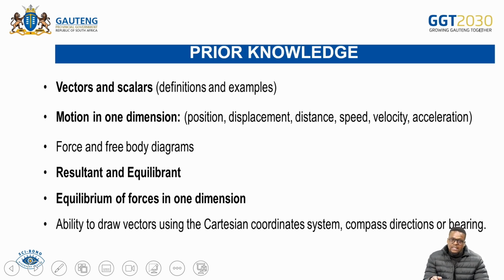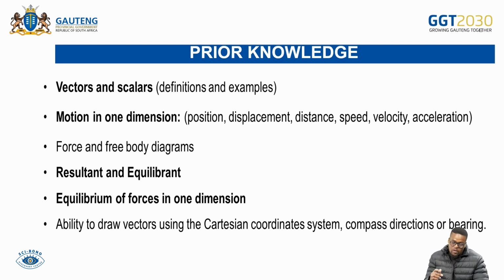So the resultant is the single force that has the same effect as two or more vectors combined together. And then the equilibrant is the force which has the same effect as the resultant but in the opposite direction. So it simply means the magnitude of the resultant and the equilibrant are the same, but they are pointing in opposite directions, right? And then equilibrium of forces in one dimension, as well as the ability to draw vectors using the Cartesian coordinate system, compass directions, as well as the bearing method, right?